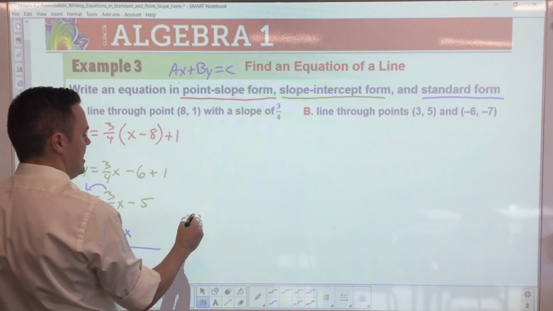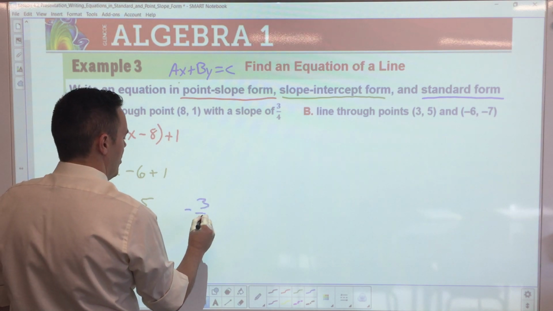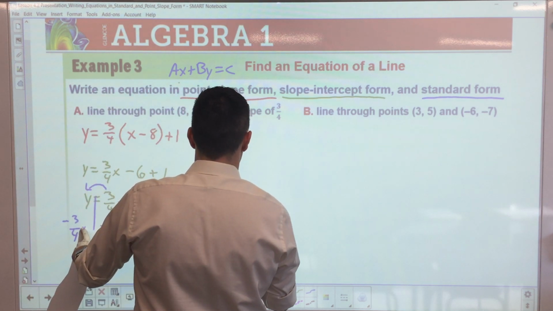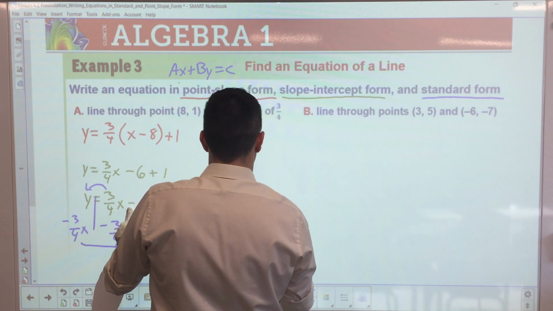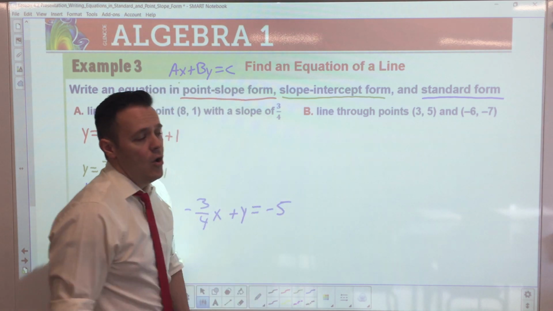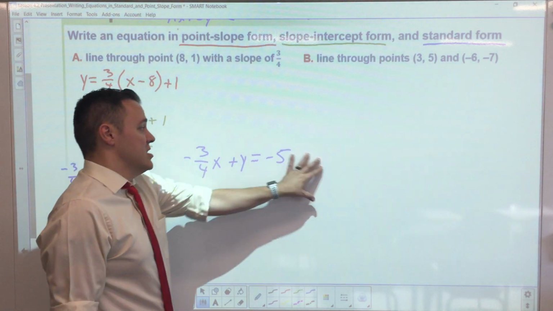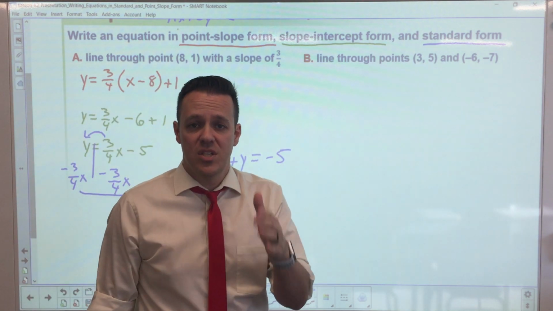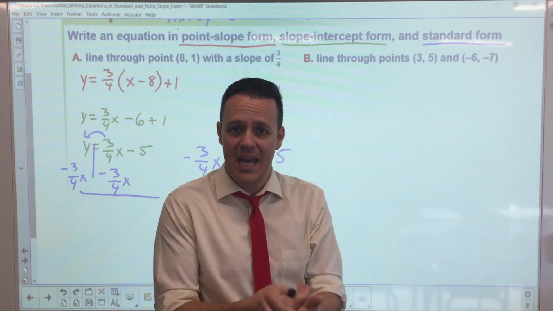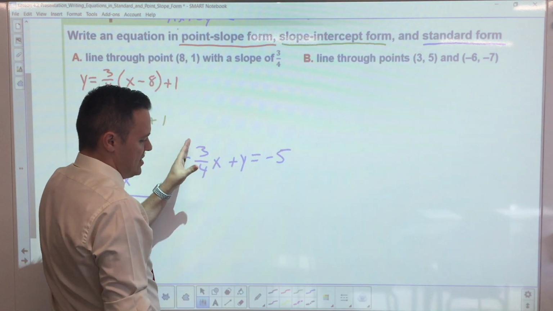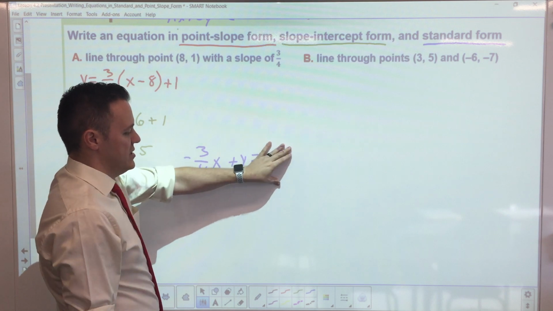So your equation is going to end up being negative 3 over 4x plus y equals negative 5. Now, one thing that tripped you guys up on the last test: this is the correct answer, but some books, ladies and gentlemen, don't like to leave the first number negative. If this is negative, switch all the signs.